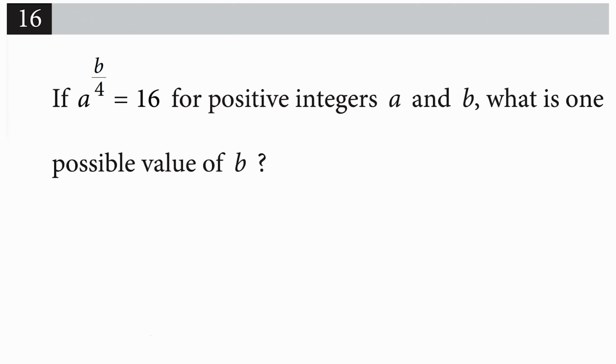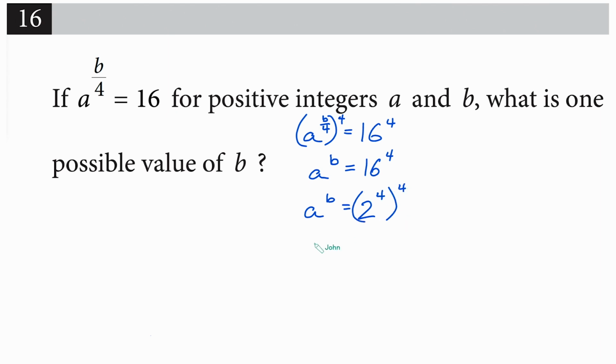b equals 4 is a somewhat obvious choice, but I challenge you to pause the video and find all possible values of b. To do this algebraically, we might raise each side to the 4th power. That gives us a to the b is equal to 16 to the 4th, and to make this as clear as possible, let's express 16 to the 4th in terms of 2 to some power.